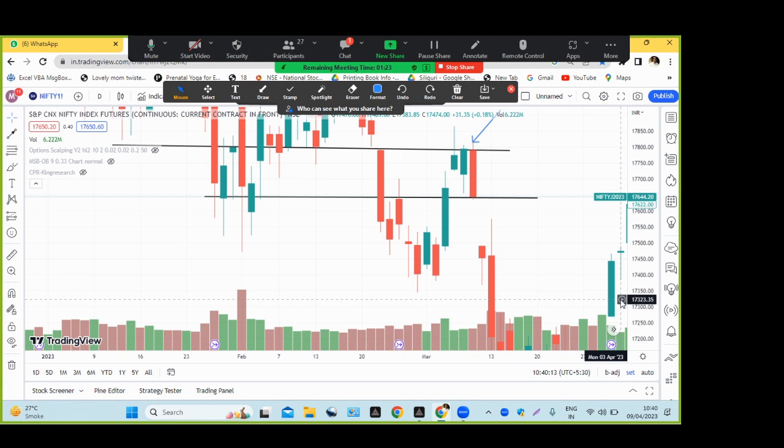Now we will talk about the same thing on 15 minutes. I'll prove the same thing on 5 minutes, prove the same thing even on 1 minute. The system is same. The only thing is, if you are working on one day, the target and stop loss will be big. If you are working on 15 minutes, accordingly the target will keep on revising. Are we good?